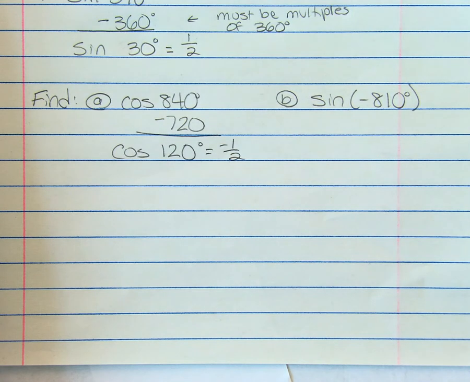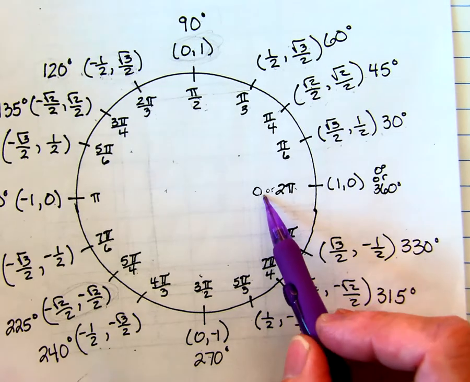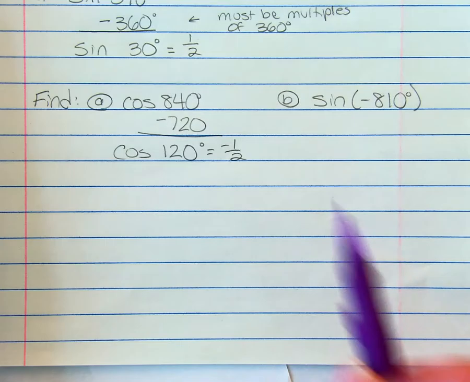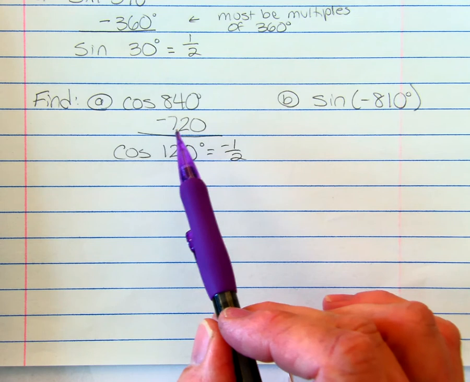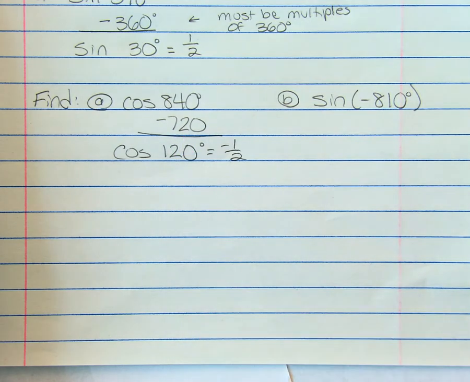The next one is the sine of negative 810. Well, that's way too small. 0 is as small as I go. I don't have any negatives on here. So instead of subtracting in multiples of 360, what do you think we have to do? That's right, add in multiples of 360.